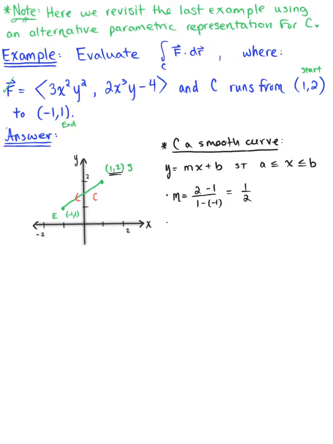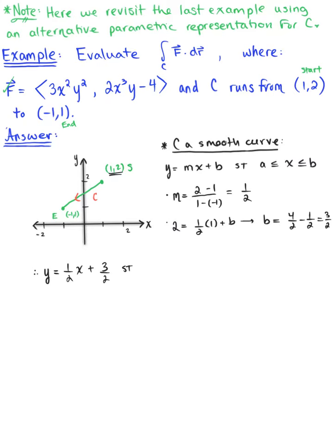So I'm going to use this starting point here as x, y. So to find that y-intercept, we have 2 is equal to 1/2 times 1 plus that y-intercept b. So we can think about b as being equal to 2 minus 1/2, or 4/2 minus 1/2, which leaves us with 3/2. Beautiful! So we can say that therefore, the smooth curve for C is defined as this line, y is equal to 1/2 x plus 3/2.